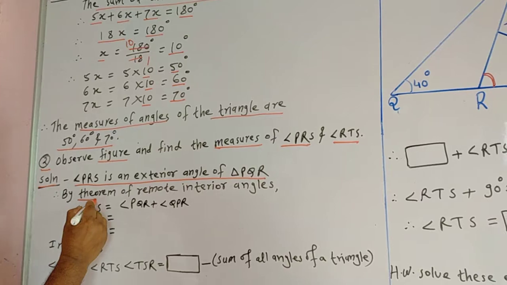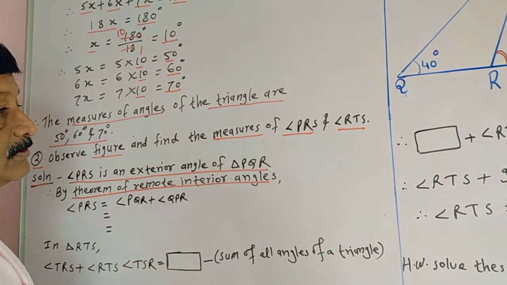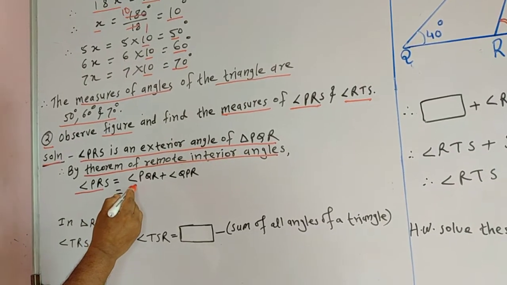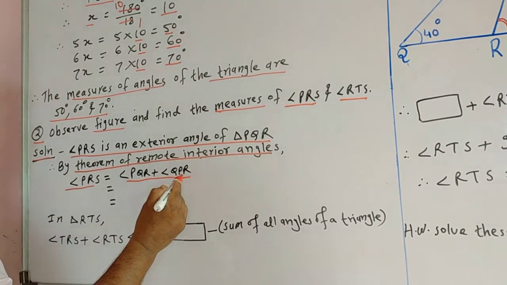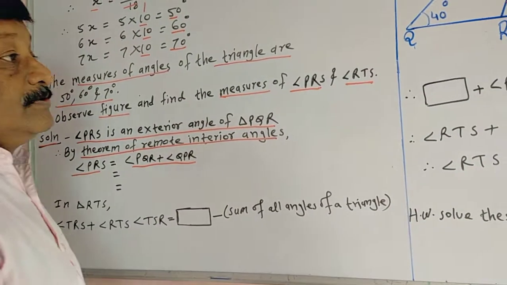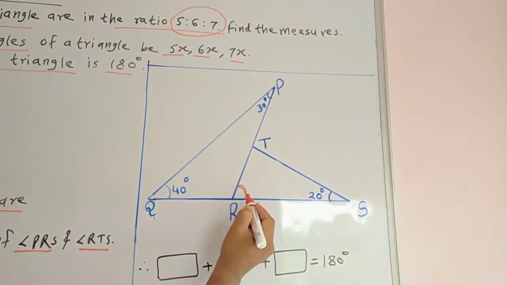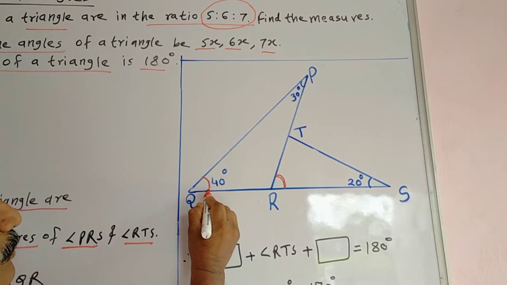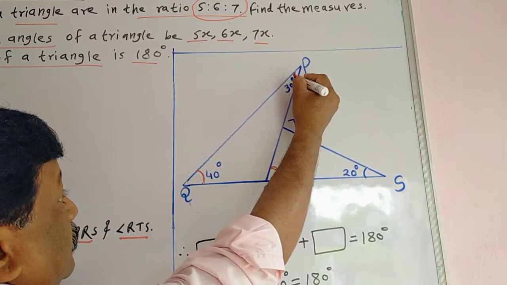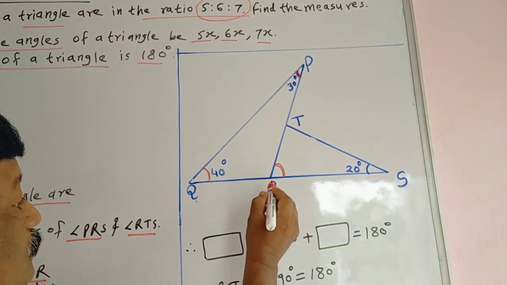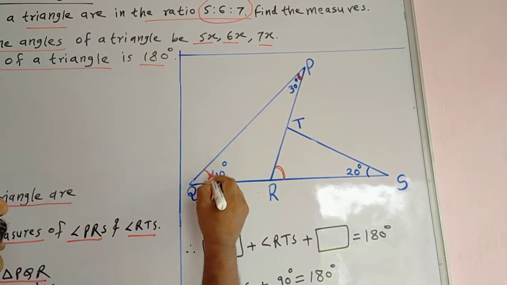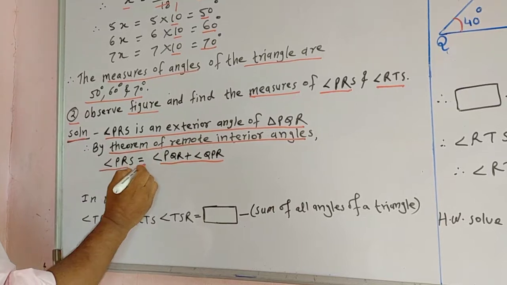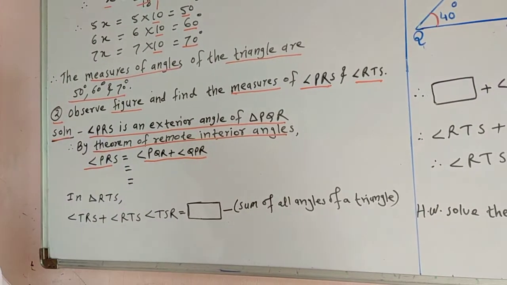Then by the theorem of remote interior angles, the measure of an exterior angle is the sum of the measures of its remote interior angles. Angle R is exterior. Its remote interior angles are angle PQR and angle QPR. So angle PRS is equal to angle Q plus angle P. It is here: angle PRS is equal to angle PQR plus angle QPR.